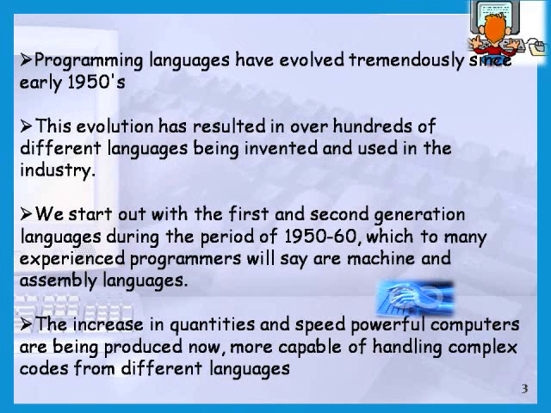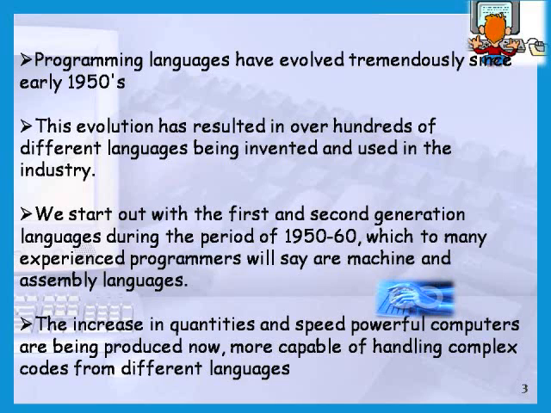Programming languages have evolved tremendously since the early 1950s, and this evolution has resulted in over 100 different languages being invented and used in the industry. This evolution is needed as we can now instruct computers more easily and faster than ever before due to technological advancement in hardware with fast processors.